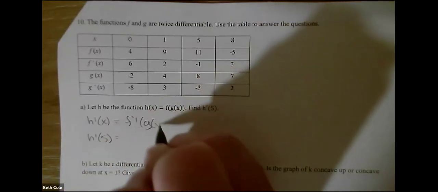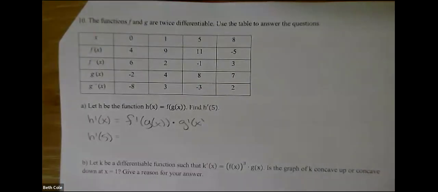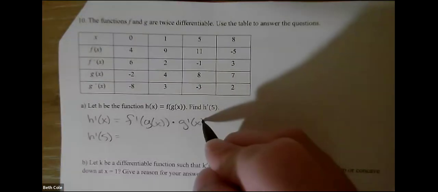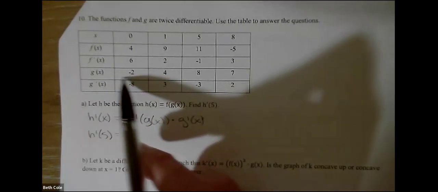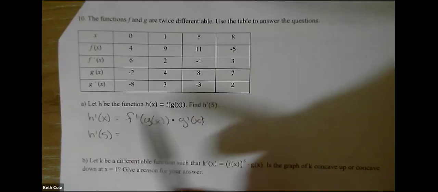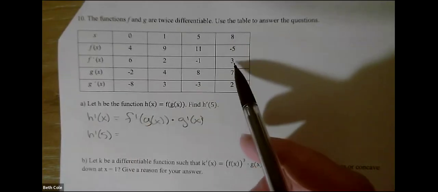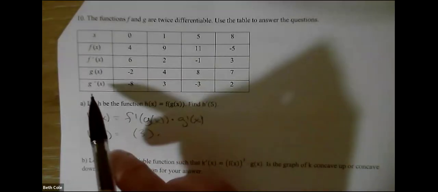So this is your chain rule. We're going to do derivative of the outside, leave the inside alone, chain on derivative of the inside. And then we're just going to use our table to find all those values. G of 5 is going to be 8. And then we want to do f prime of 8. So that is going to be 3. And then g prime of 5 is negative 3.